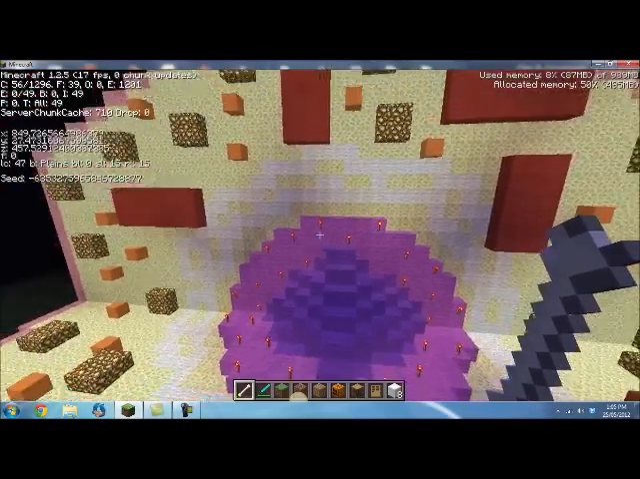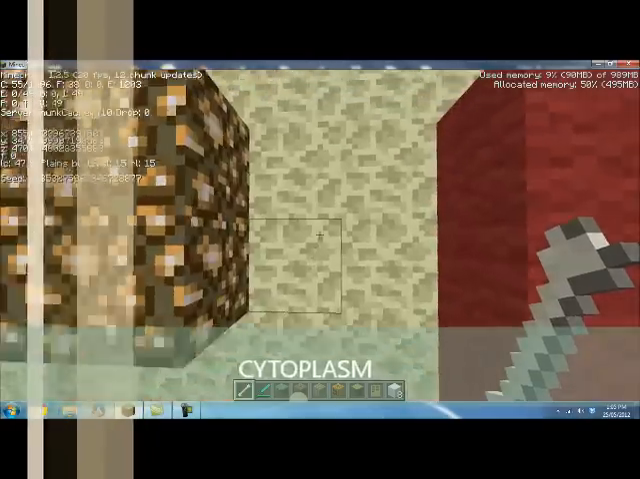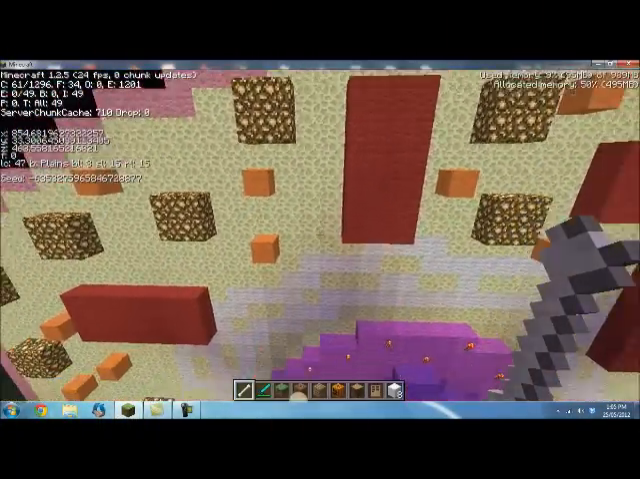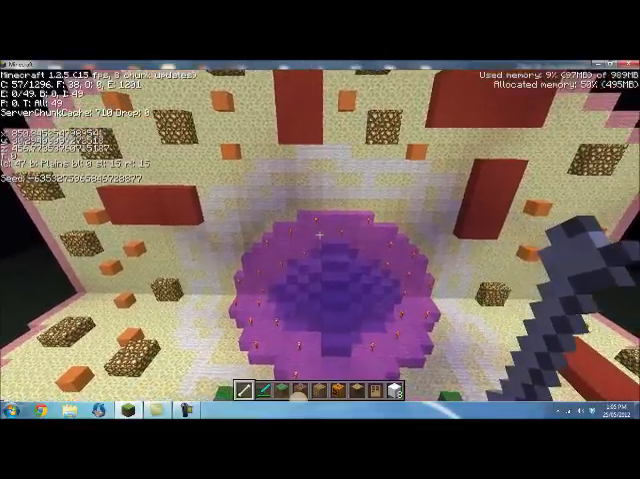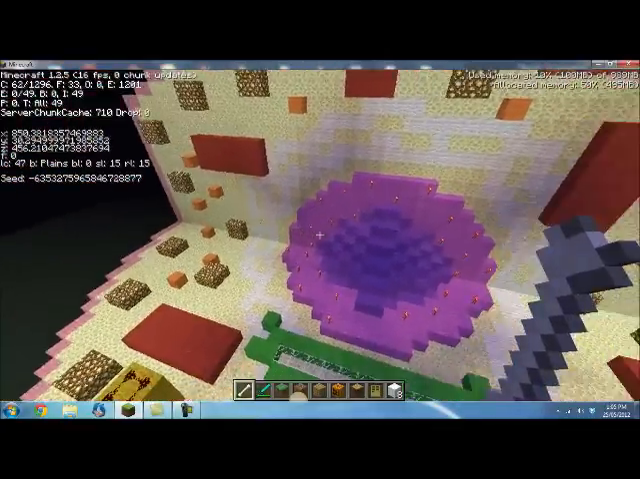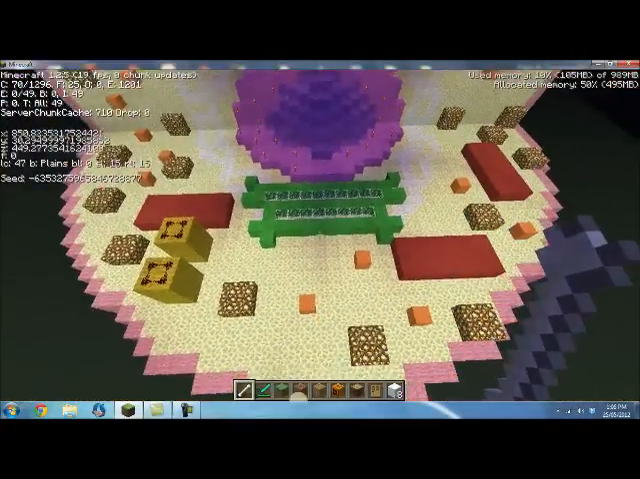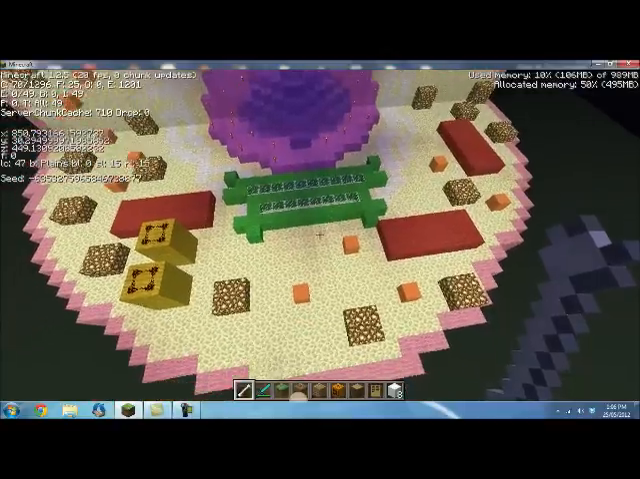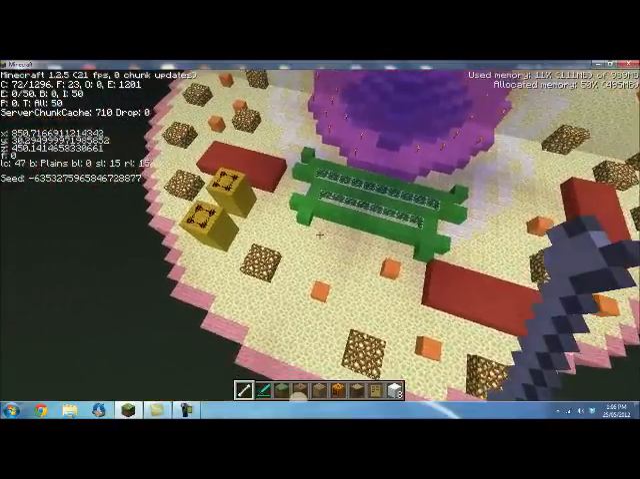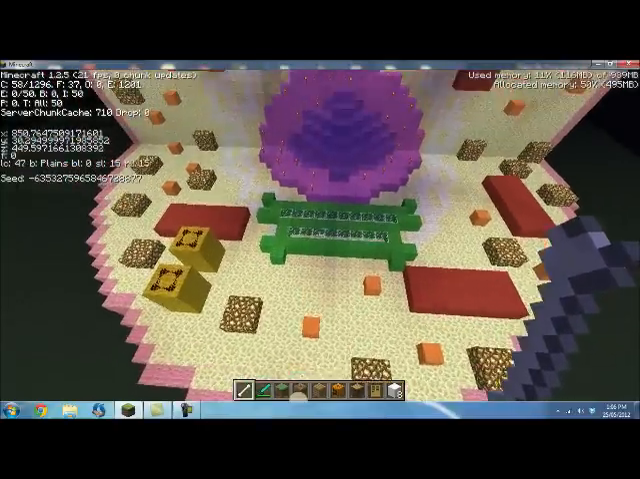Now, moving on, cytoplasm. The cytoplasm is this cream-colored, porous-looking block that we've got here. It's pretty much a slimy liquid, and it fills up the cell and holds all the organelles together, and it also contains things such as proteins, salts, and most of the chemical reactions in the cell happen within the cytoplasm.